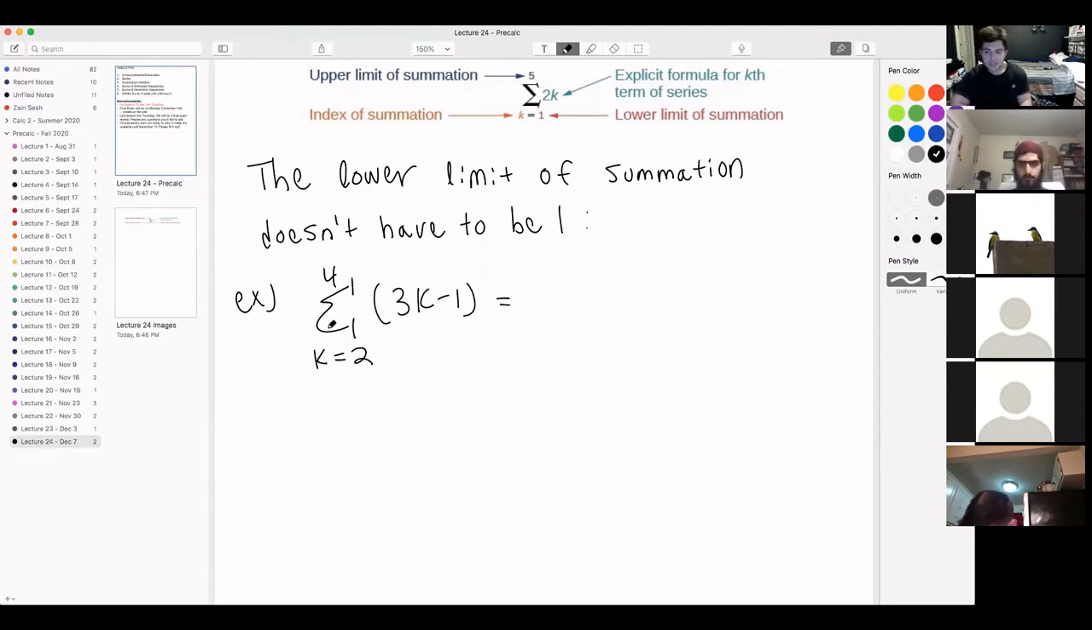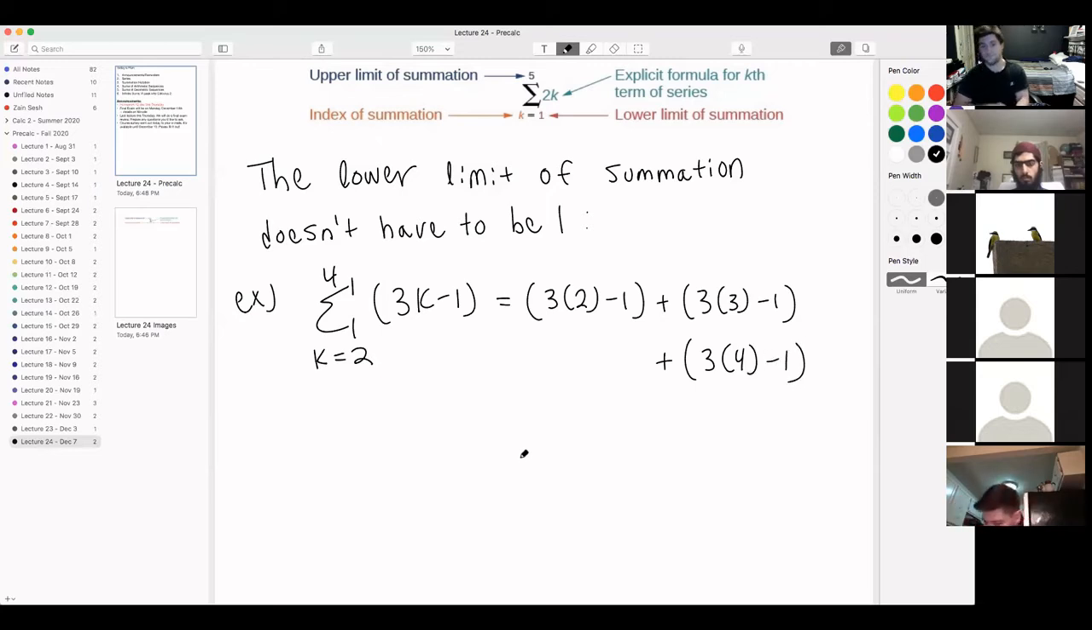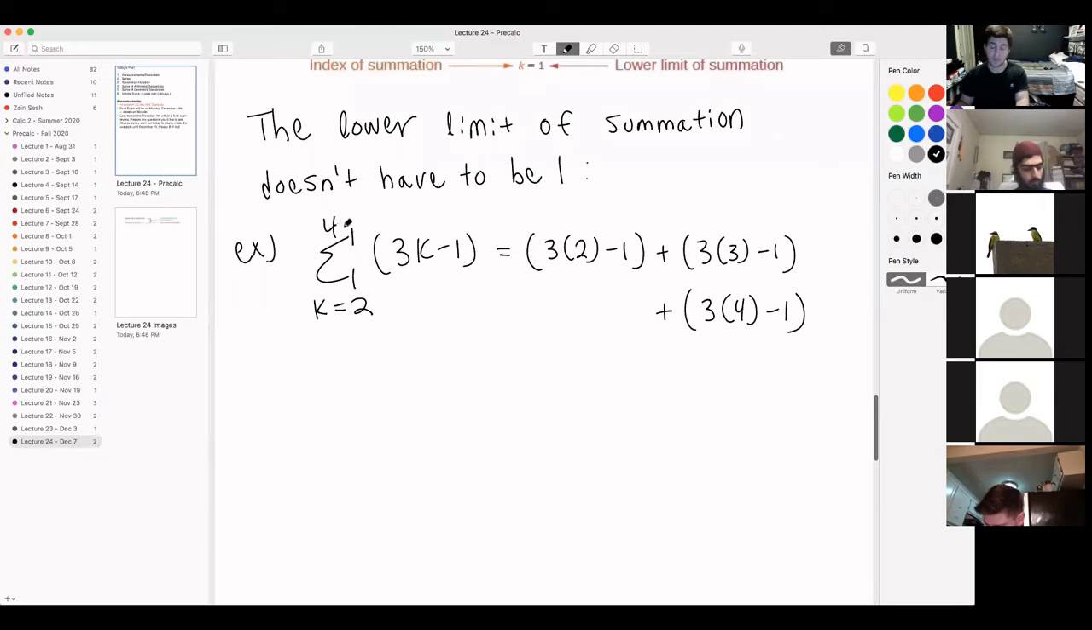This notation tells me I need to plug in 2 into this guy, then add plugging in 3, and add plugging in 4, and then you stop at this top number here. So I'm going to plug in 2 first. It's 3 times 2 minus 1, plus 3 times 3 minus 1, plus, I just went down because I ran out of room on the right side, 3 times 4 minus 1. And you stop at 4 because that's the upper limit of summation. It's this top number that tells you where to stop adding terms. I hope everyone sees what I did.